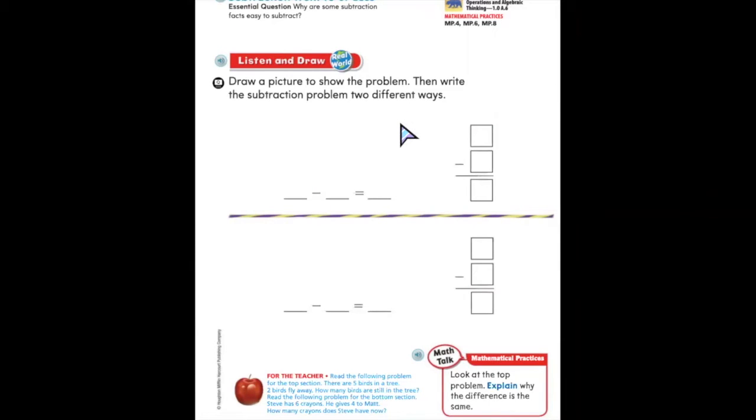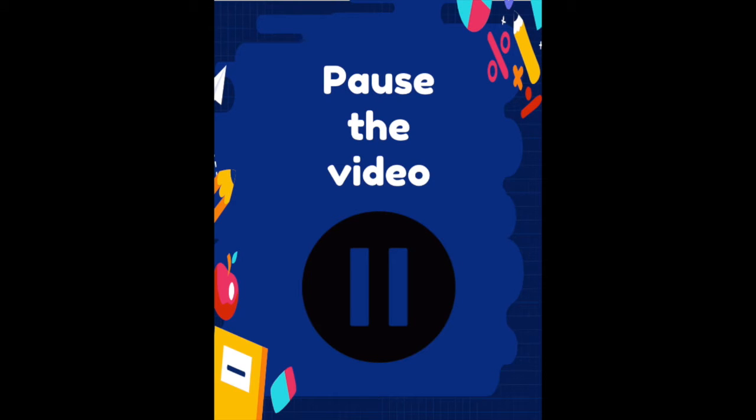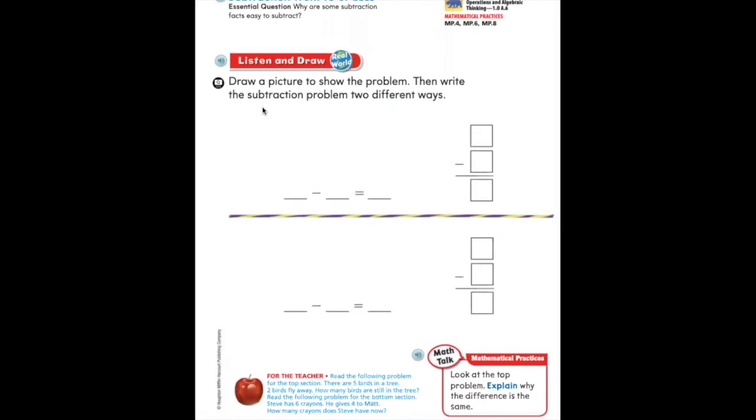Our first step is to draw a picture to show the problem. I want you to draw a picture that shows 5 birds in a tree and then 2 birds that fly away. Pause the video now and then we'll check back in on our drawings after you're finished. Now that we've had some time to draw 5 birds in a tree and 2 birds that fly away, let's check out what we did.